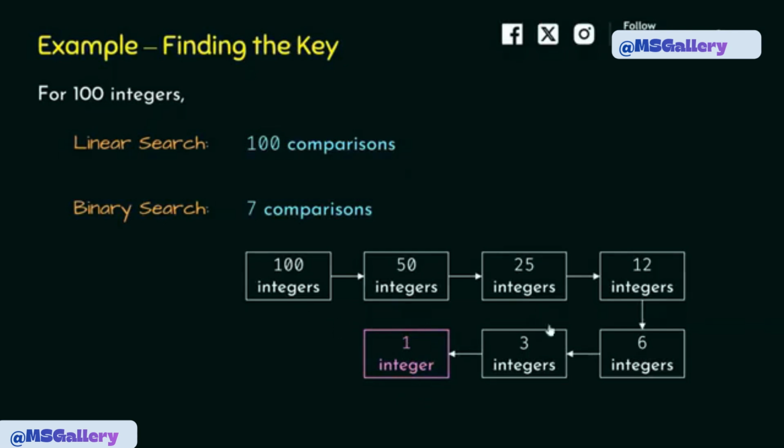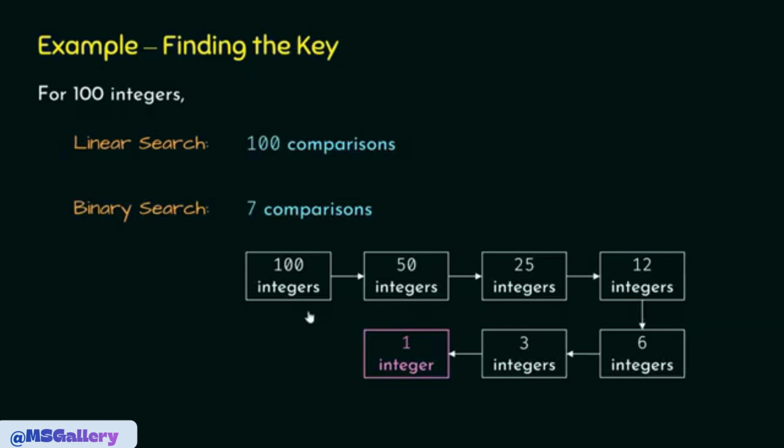Every time we are dividing the list by 2, and each time we are comparing the middle of the list by the key that we want to find out. This is the reason why binary search is just taking 7 comparisons to come to the conclusion. So clearly, binary search is much faster than linear search.